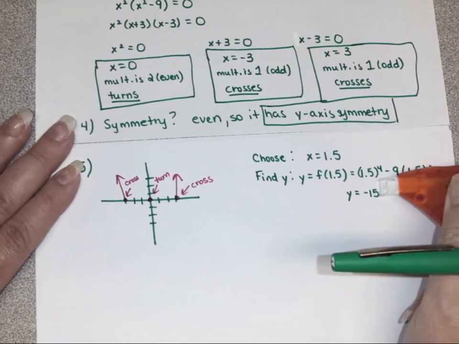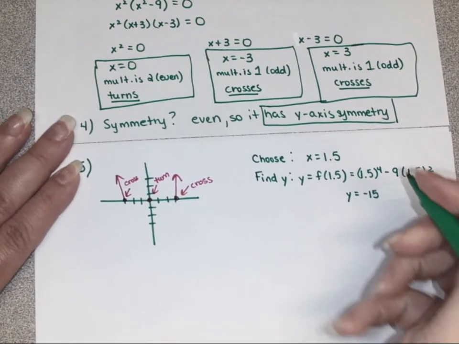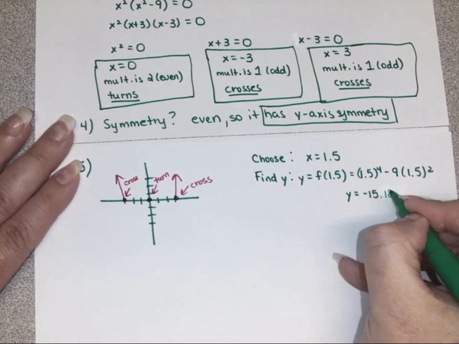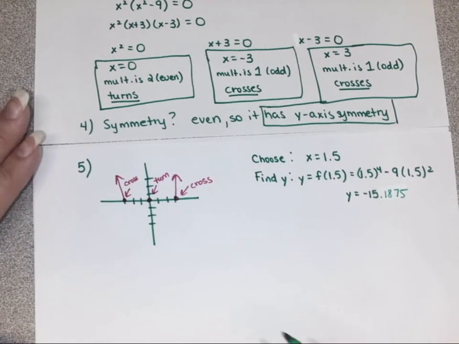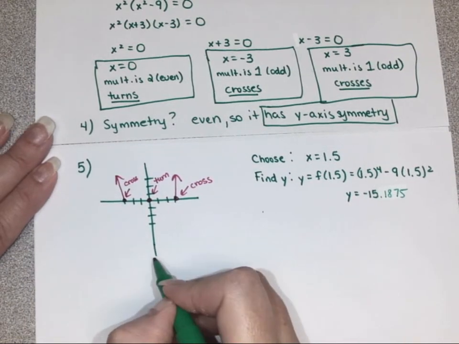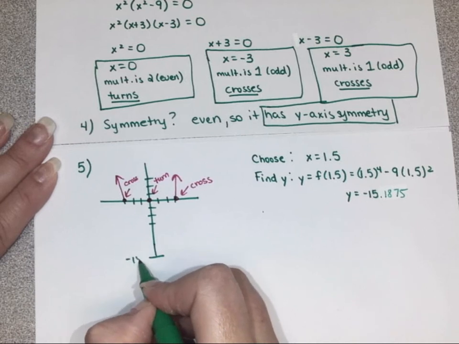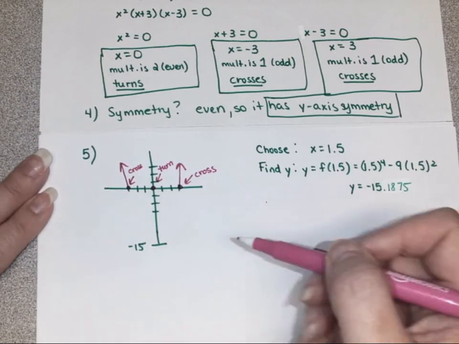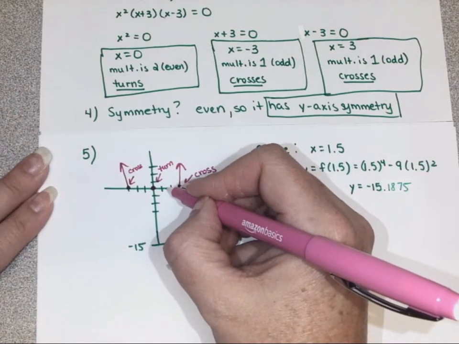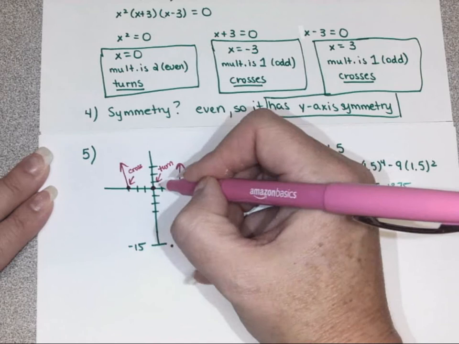Let me rewrite that because it's really sloppy. So negative 15.1875. So we wanted to know how far down it went. Okay, and now we know. So in a situation like this, my strong suggestion is to just go ahead and mark, hey, here's negative 15, because I'm too lazy and I don't want to count all the way down to negative 15. Okay, and then we just need to go just a little bit under that, right? So 1.5 and then down just a little under.